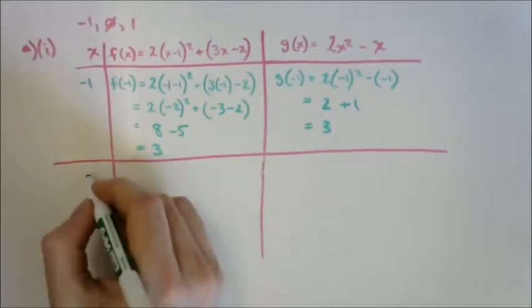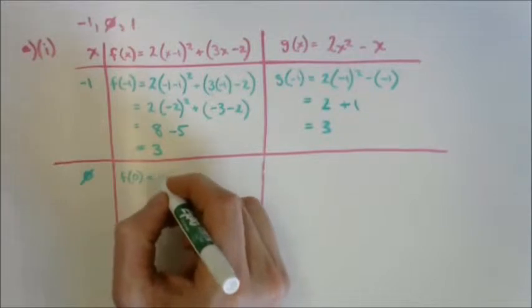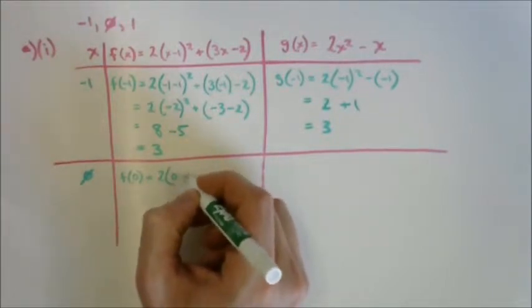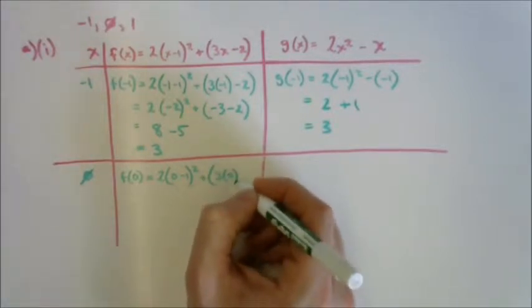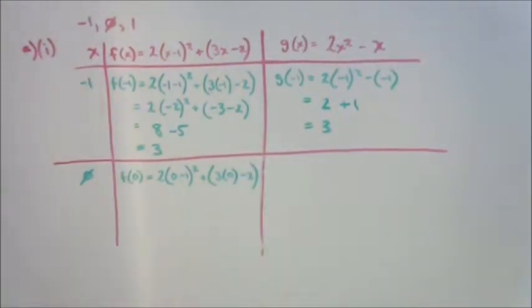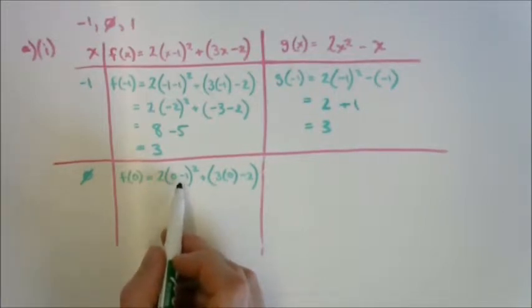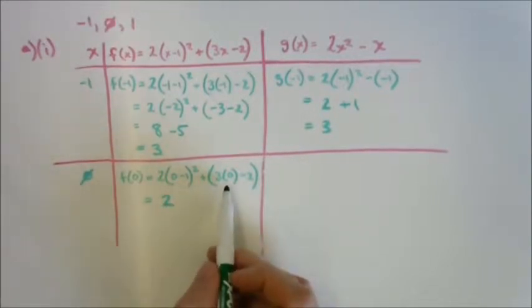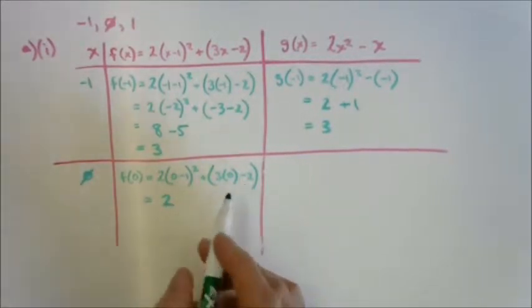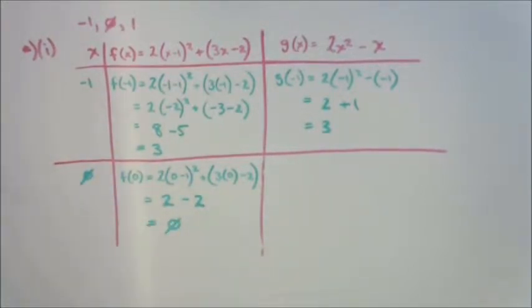Let's try 0. So we're going to sub in 0 into the function f of x. Everywhere we see an x, we're going to put 0 instead. Do that very carefully as you're putting things in so that you've copied it correctly. And then we follow it down. I'm going to do more steps at once here. 0 minus 1 is negative 1. Squared is positive 1 times 2 is 2. 3 times 0 is 0 minus 2. When you sub in 0, you get 0.